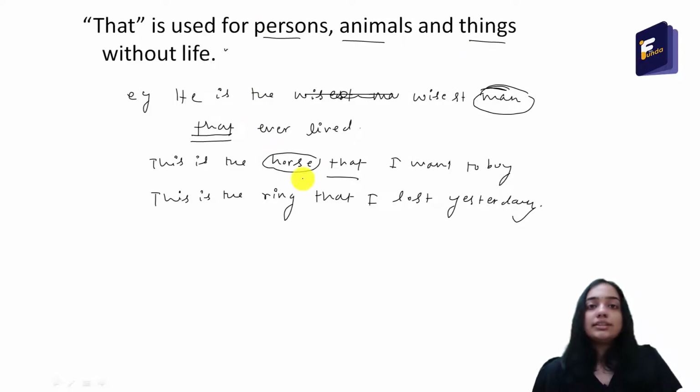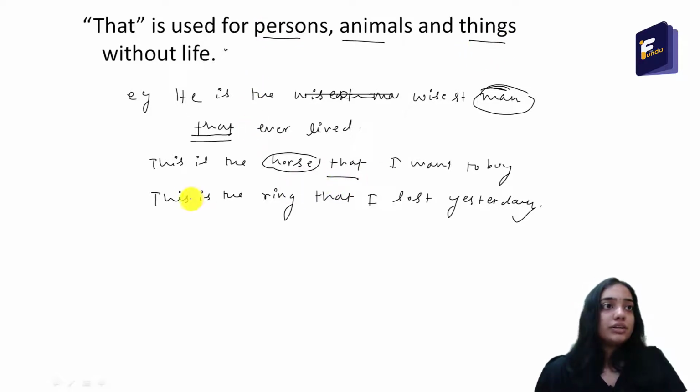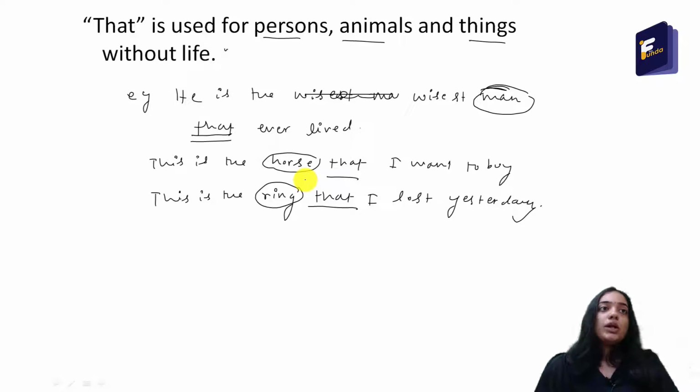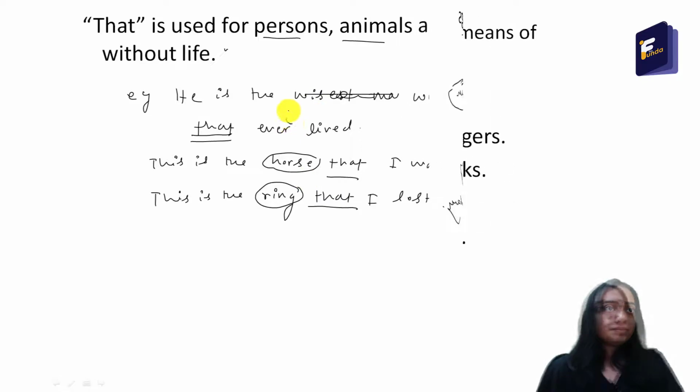And in the last sentence I have used, "So here this is the ring that I lost yesterday." So in this sentence that is used for the word ring, which is a thing without life. So in all the three sentences we can see how the same word that can be used for animals, persons and things. So now we'll solve a question.